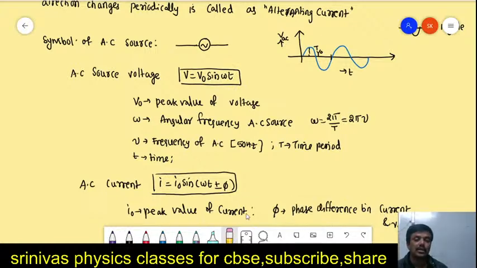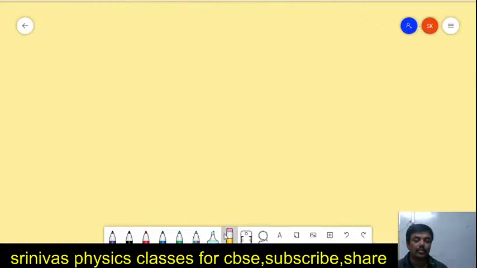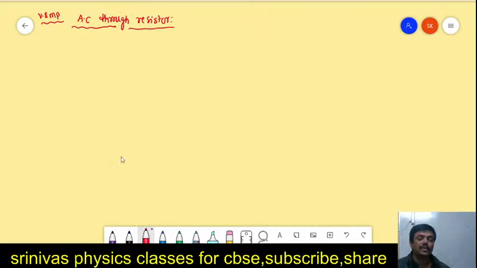Okay, students, right now let us go to the next continuation. Now I am going to start the important topic. Till now I gave just an introduction, and now the first important question we are going to start. First, AC is applied through a resistor. I am applying the AC to a resistor, and I want to derive the current formula through the resistor. This is the first topic that I am going to explain now.